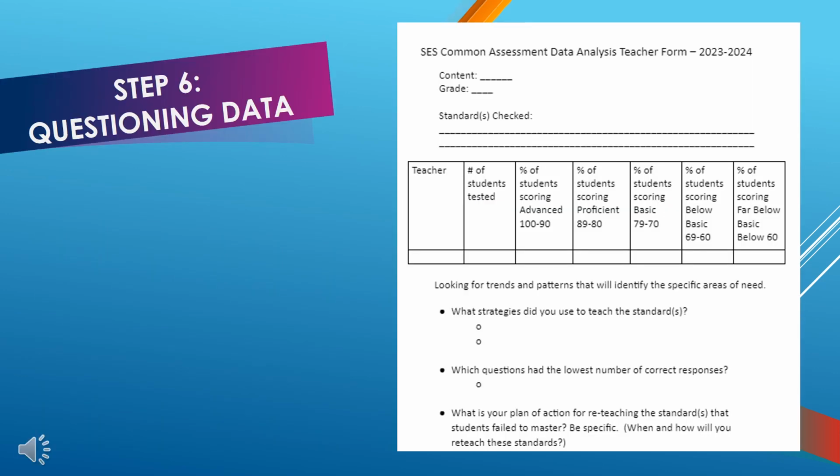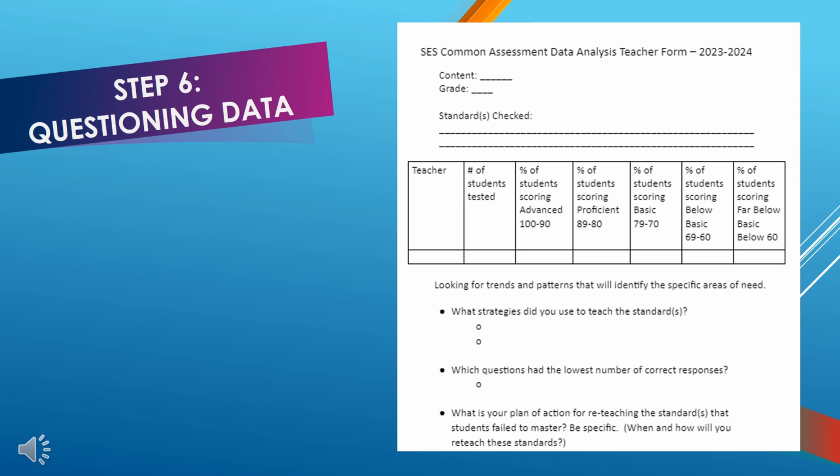In order for teachers to properly dissect and understand the data given through these common assessments, we formulated these questioning tools for teachers. In this data analysis teacher form, the teacher puts the number of students tested and the percentage of students scoring advanced, proficient, basic, below, or far below on these assessments. Looking at the data that I presented, we would have 12 students far below and one student showing basic mastery.